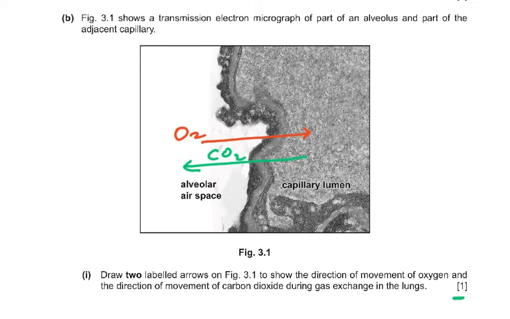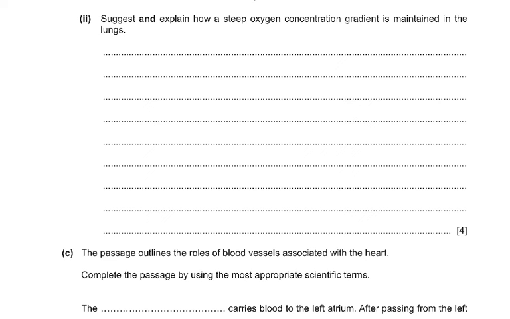Naturally, oxygen is going to go from the alveolar airspace into the capillary, into the blood, and carbon dioxide is going to be diffusing the other way around. So oxygen will be leaving the alveolar space and entering the capillary, while carbon dioxide will be leaving the capillary lumen and entering the alveolar space. Then part two of the question: suggest and explain how a steep oxygen concentration gradient is maintained in the lungs.